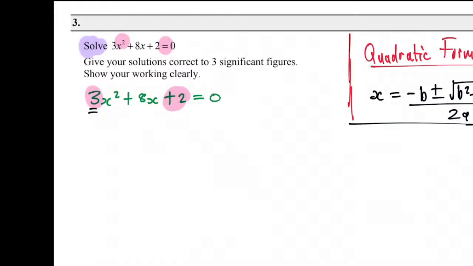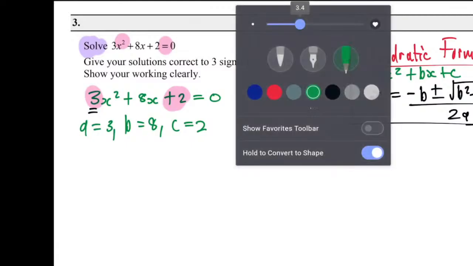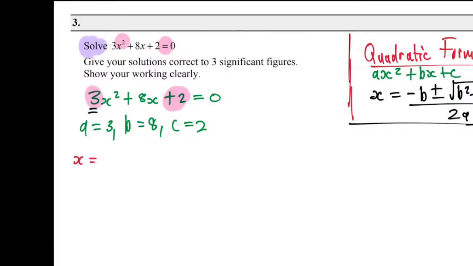What you need to know is that the quadratic formula is for ax squared plus bx plus c. In other words, a is the number before x squared. So here you're going to say a is equal to 3. b is the number before x. You say b is equal to 8. Then c is equal to 2. Are we together? Now if you have seen it, you now write the quadratic formula. x is equal to minus b plus or minus the square root of b squared minus 4ac all over 2a.